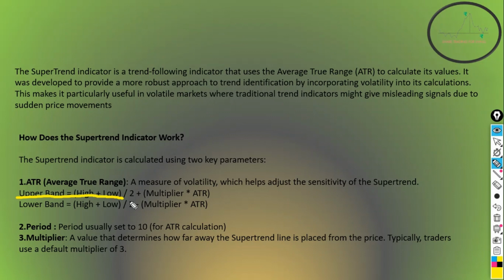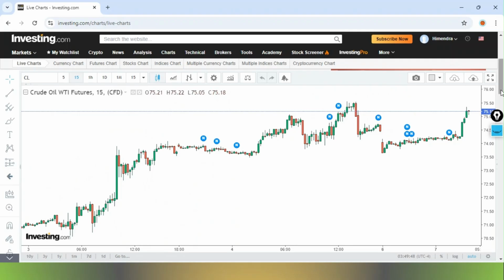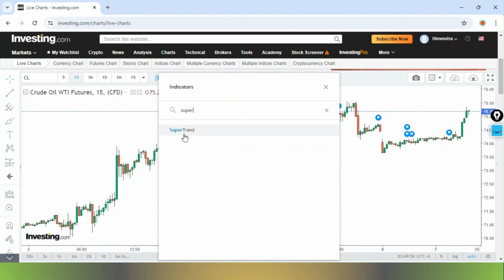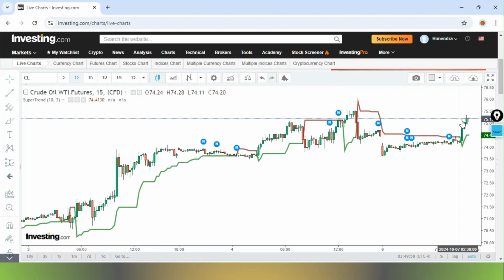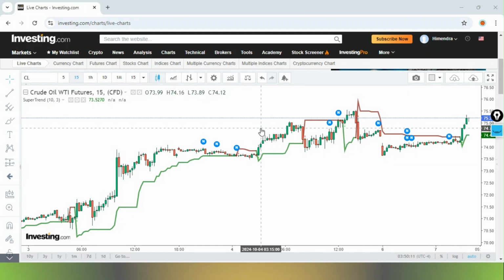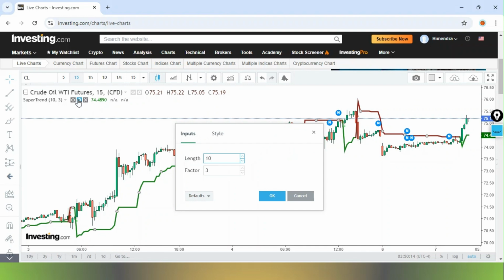So let's see how Supertrend looks on a chart. To add a Supertrend in your chart, you simply need to go to indicators. Therein, you add the Supertrend. Now, if you see, the default value in Supertrend is 10 and 3. 10 is the period, 3 is the multiplier. Now if you want to change the multiplier or the period, you simply need to click on the settings, and here you can change the length, which is the period, and the factor, which is 3.